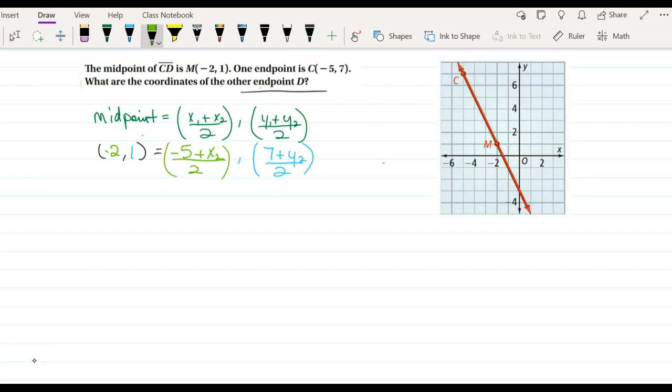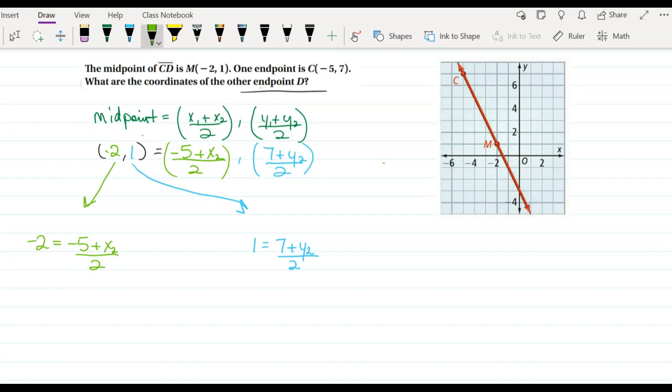so now what I'm going to do is I'm going to break it up into two parts. So the first one I'm going to look at is the x. So I'm going to say negative 2 is equal to negative 5 plus x sub 2 divided by 2. And then I'm also going to break it up into this part for my y value. So 1 is equal to 7 plus y subscript 2 divided by 2.